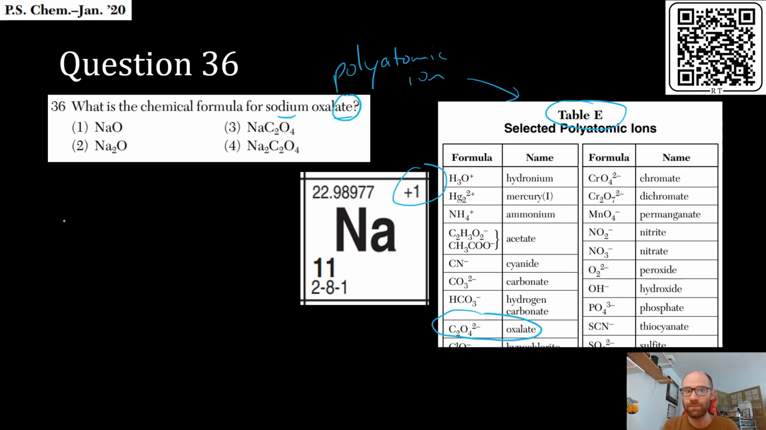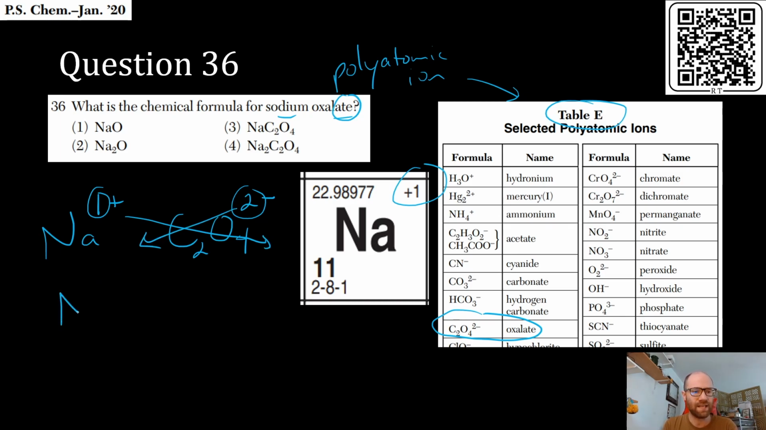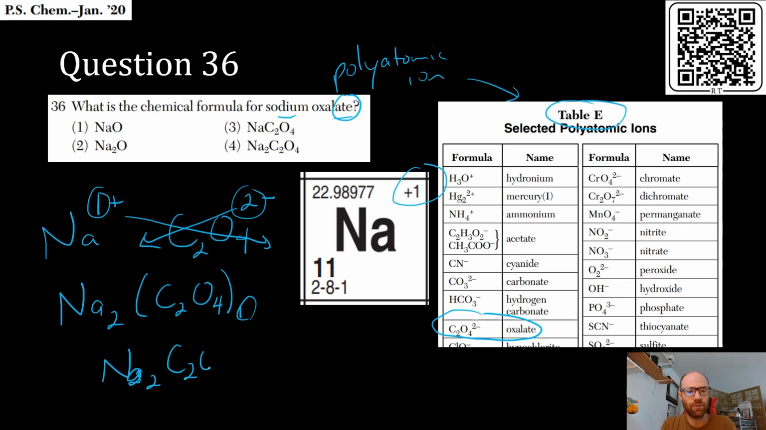I like the swap rule. We write down both of our ions. We put the charges up top. And then we take the numerical value of the charges and we swap them. So in the case of a polyatomic ion, I usually like to put it in parentheses until I'm really sure of what I'm doing. But because this is a 1, and that 1 would distribute, but that wouldn't change anything, we're allowed to ignore the parentheses, which would give us a formula of Na2C2O4, which matches up with choice 4.